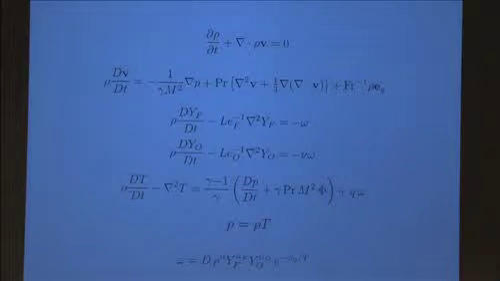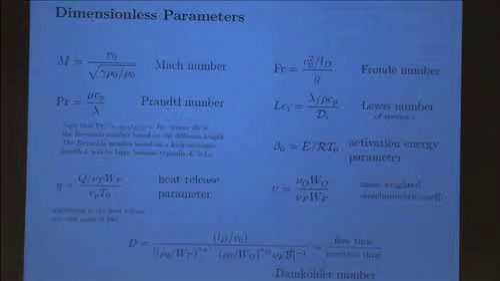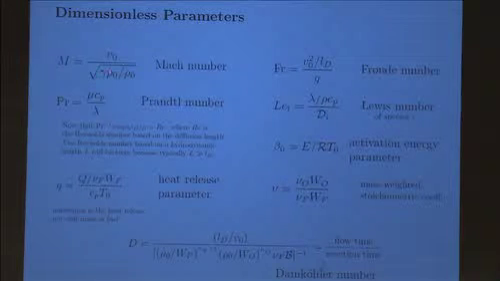And you see there are a few parameters. There is the Mach number here, the Prandtl number here, the Lewis number of the fuel and oxidizer here, and so on. So all these parameters are, in fact, summarized in this relation. So the Mach number is the ratio of the gas velocity to the speed of sound.